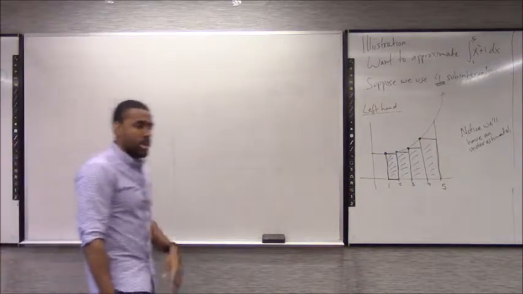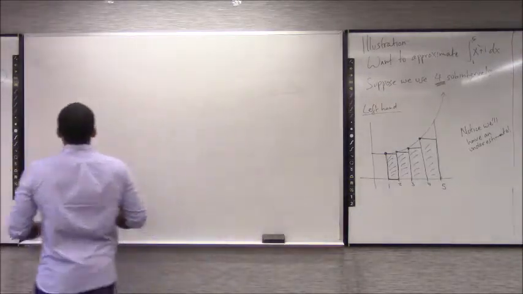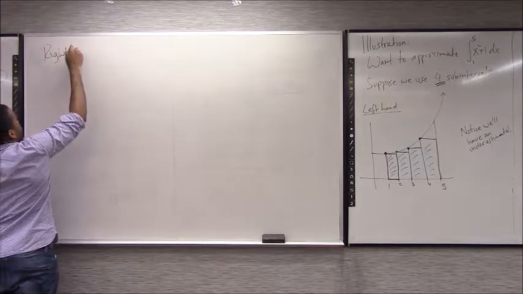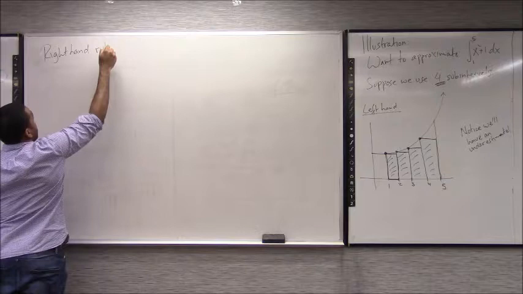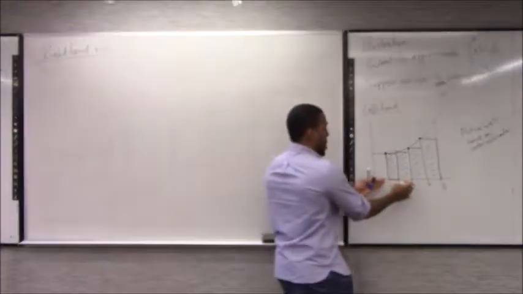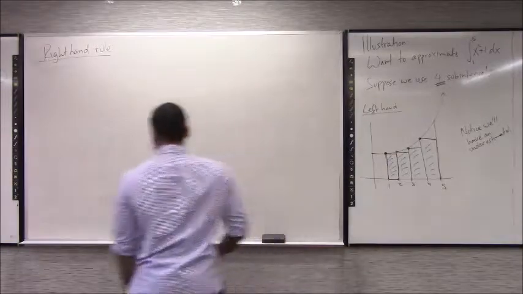We're not worried about the applications here. I just want you to know how to do it. But sometimes underestimates aren't good. So there's something like the right-hand rule. Now this is a very similar technique to the left-hand rule, except we choose the right side of our intervals to define the height.